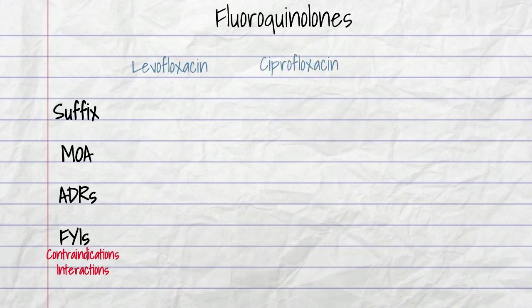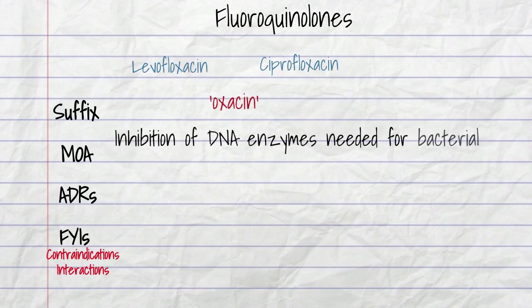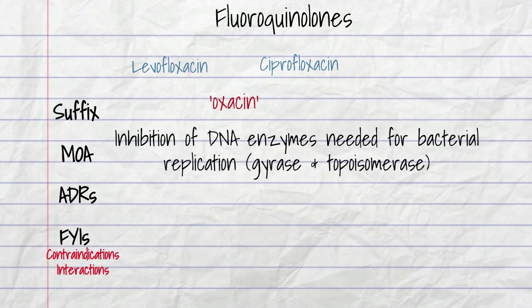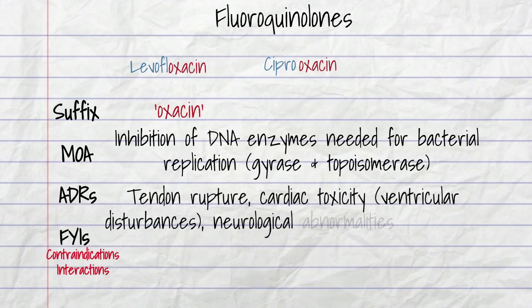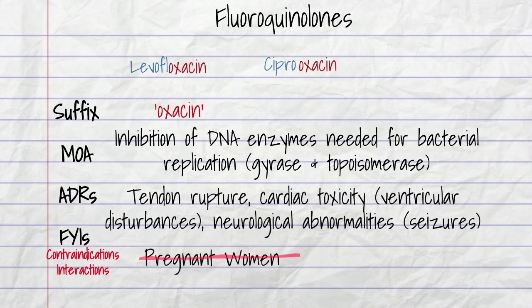Levofloxacin and ciprofloxacin are examples of the fluoroquinolone antibiotic category. These drugs have a suffix of oxacin. Fluoroquinolones interfere with bacterial cell replication by inhibiting enzymes necessary for DNA replication. Adverse drug reactions unique to this category include weakening of cartilage and tendons, possible ventricular disturbances, or seizures. Fluoroquinolones are contraindicated in pregnant women and used with caution in the pediatric population due to the adverse effects of this drug category.